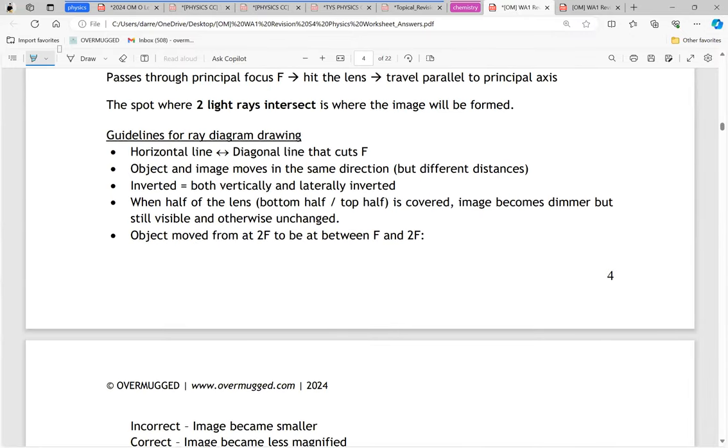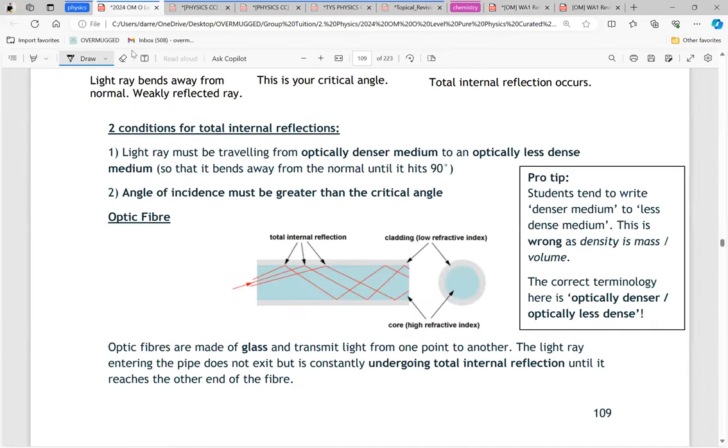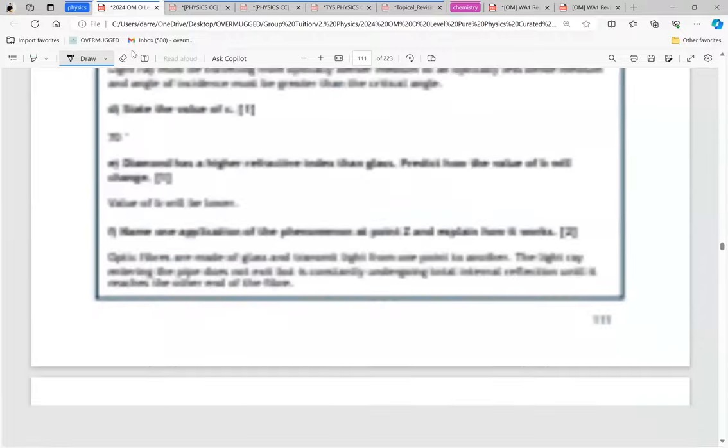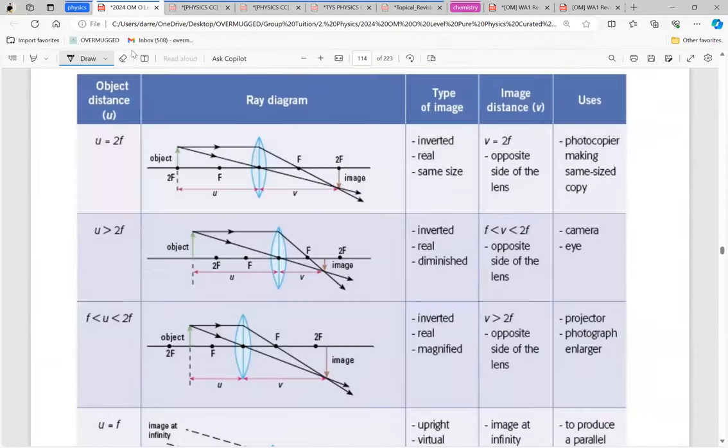Now, all of these guidelines for ray diagram drawing, I need you to look at this in conjunction with the diagrams that you see over here in your curated notes. Don't worry, because this is the same set of diagrams that we put out from the textbook. But I want you to take note that the way I have sequenced the light rays is different from your school. I want to be absolutely clear why that is necessary. Take note, where is my first diagram starting at?